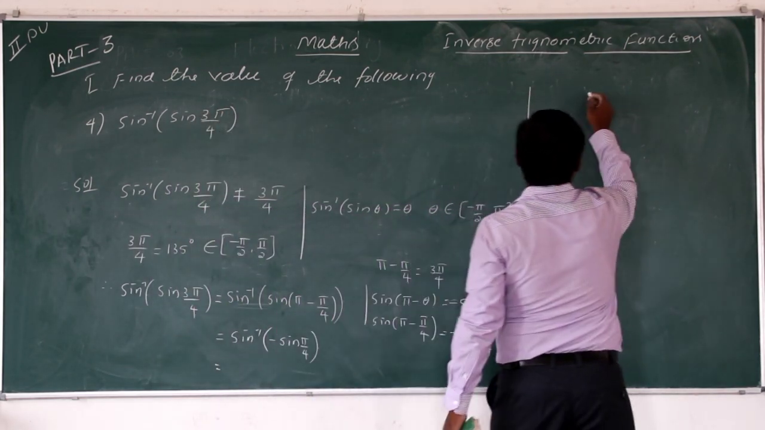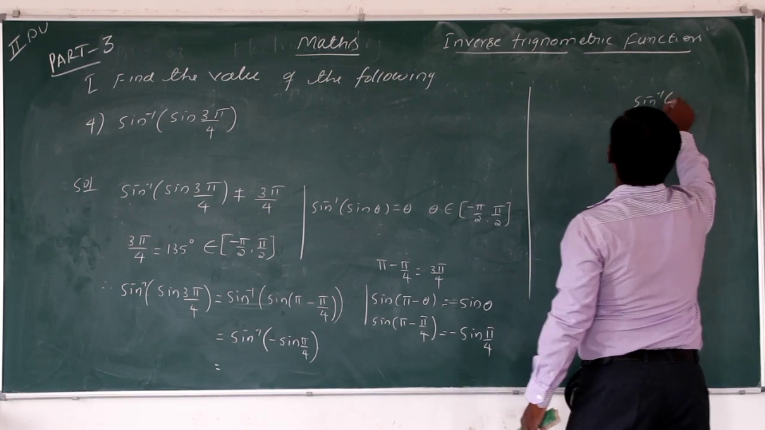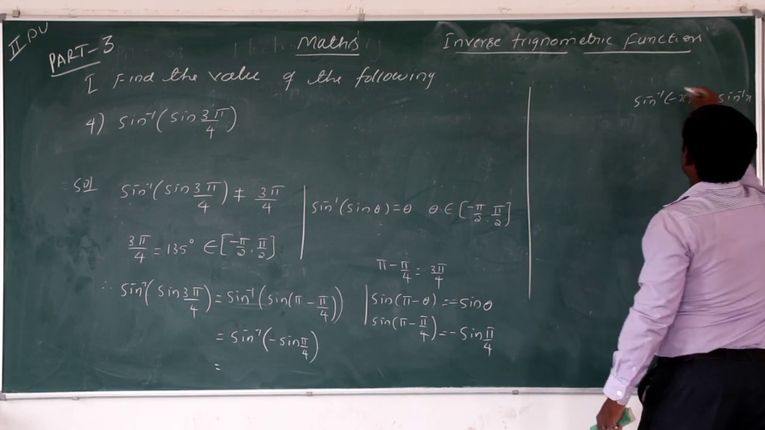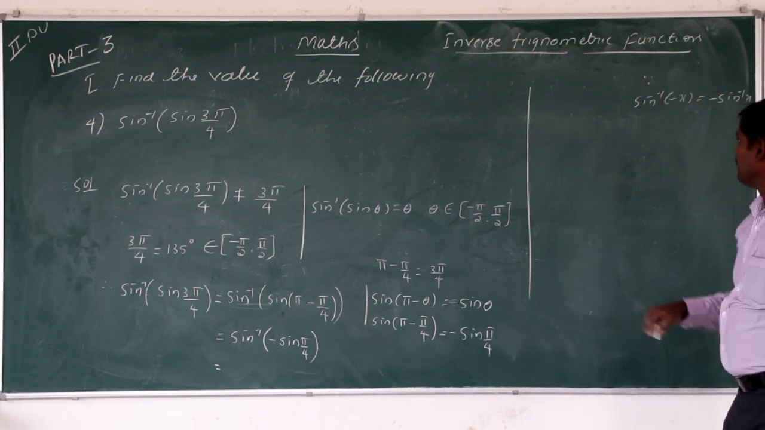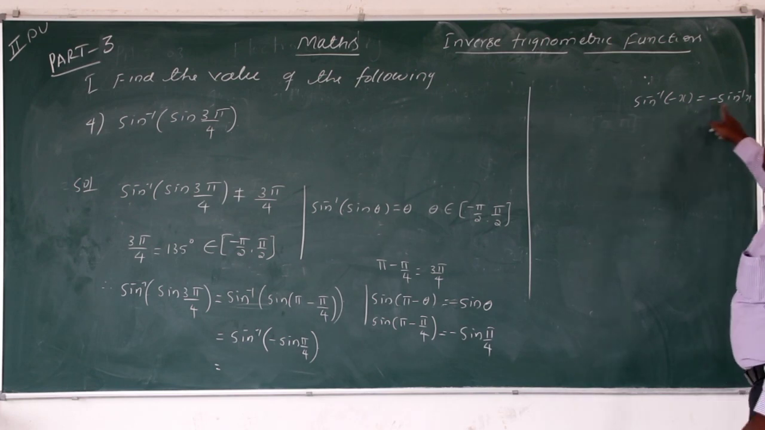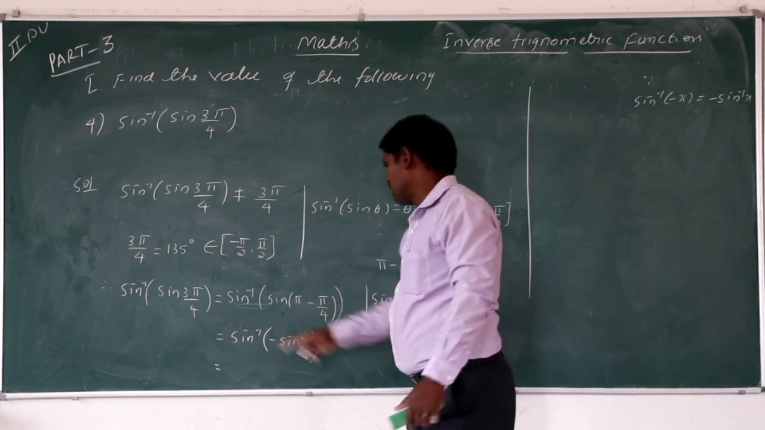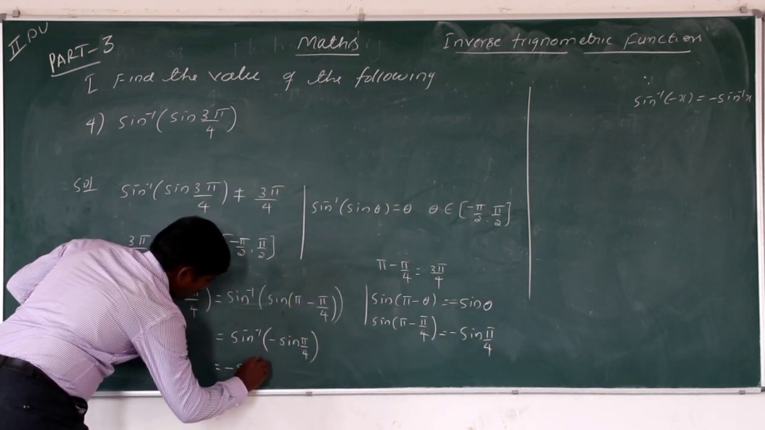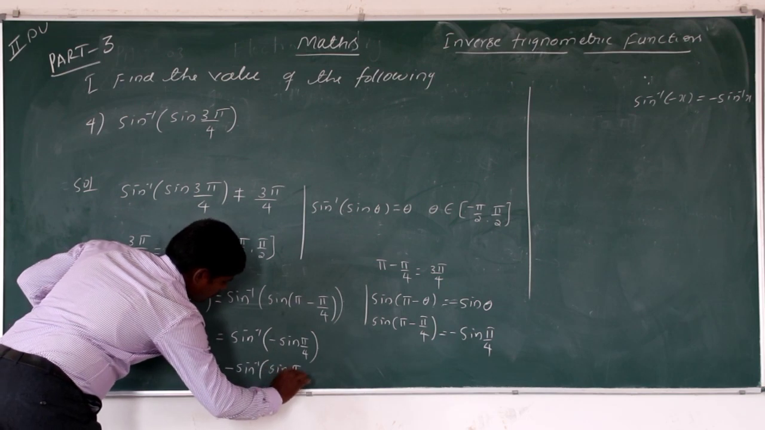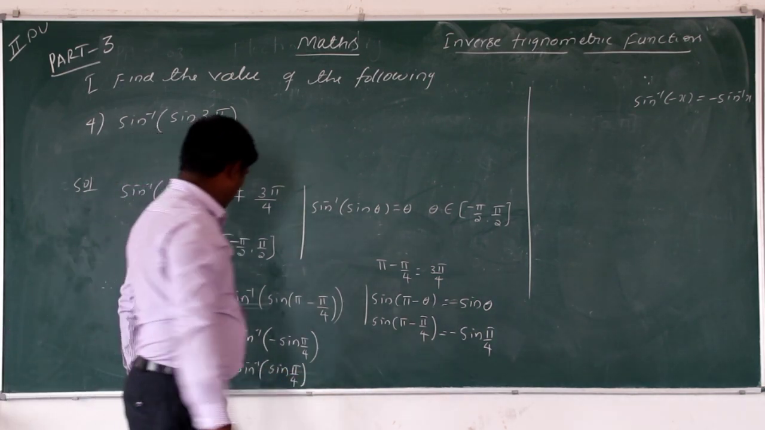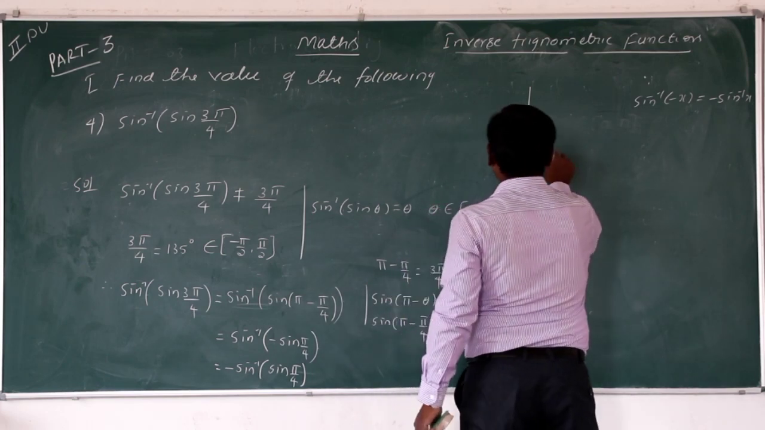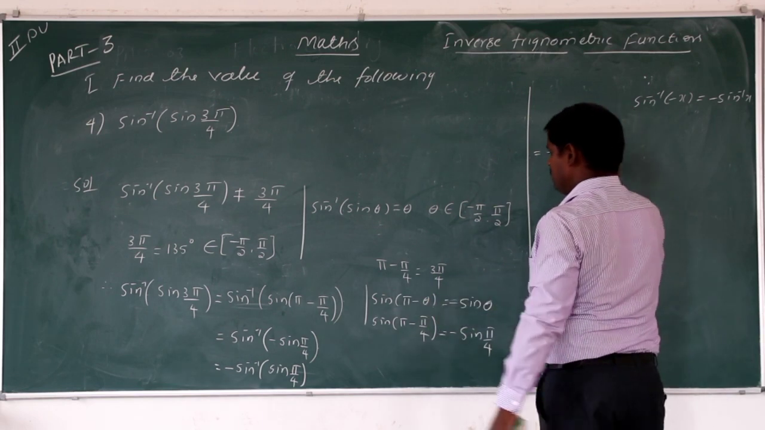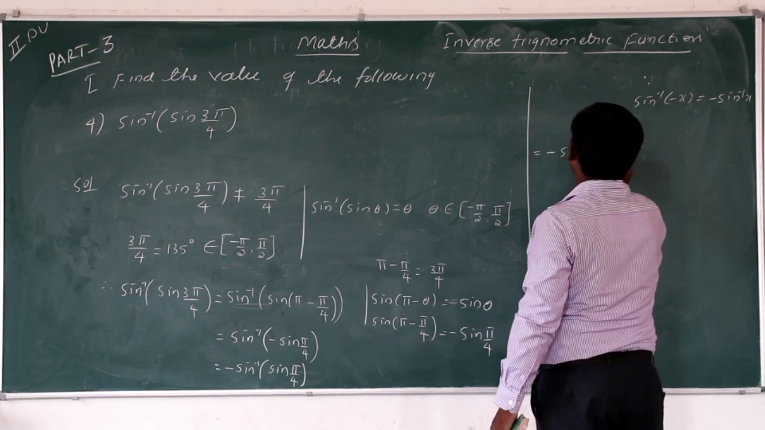We know that sin inverse of minus x is equal to minus sin inverse of x. So by that property, this can be written as minus sin inverse of sin pi by 4, which is equal to minus sin inverse of 1 by root 2, since sin pi by 4 is equal to 1 by root 2.